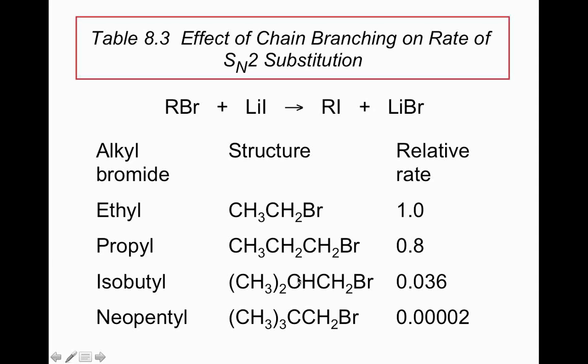The more branched the alkyl groups are around the alpha carbon, once again, the slower the relative rate. This is exactly the same effect that we were talking about on the previous slide. The more crowded alkyl groups are around the alpha carbon, the harder it is for a nucleophile to approach the backside of the alpha carbon, and it slows the relative rate down.